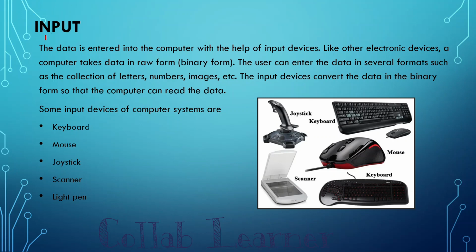So let's look at the first basic functionality of computer, that is input. The data is entered into the computer with the help of input devices. Like other electronic devices, a computer takes input in a raw binary format. The user can enter data in several other formats like letters, numbers, images, etc. The input device converts those data into the binary format so that computer can read those data. We have different sets of input devices like keyboard, mouse, joystick, scanner, light pen, etc.